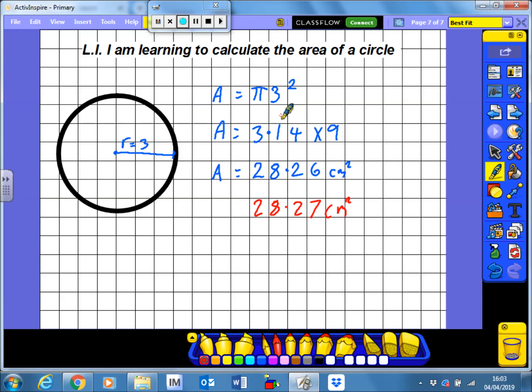So that's how to calculate the area of a circle. Work out the radius, square it, times it by pi, hey presto.